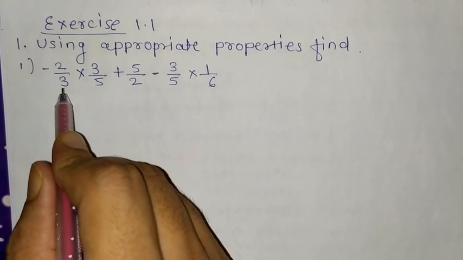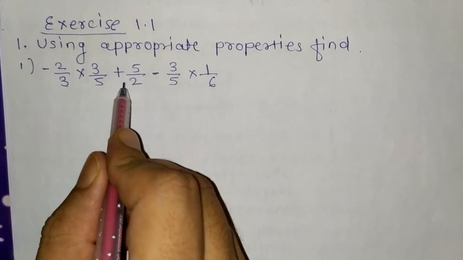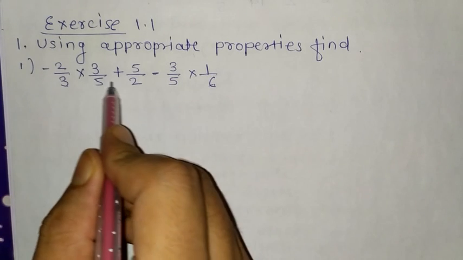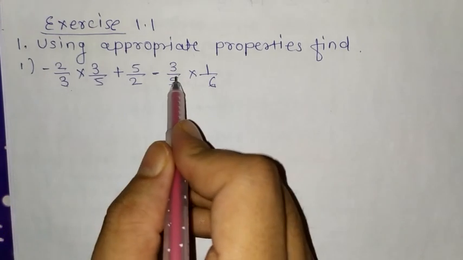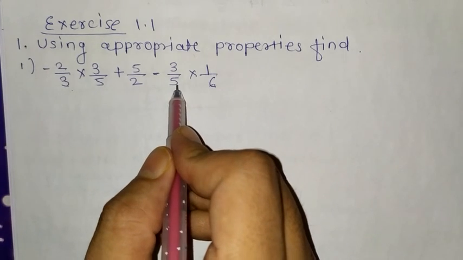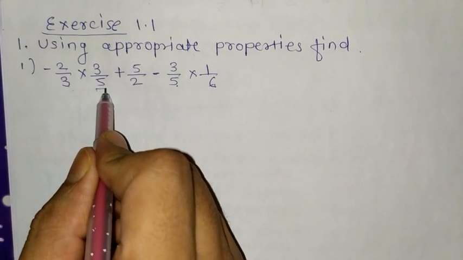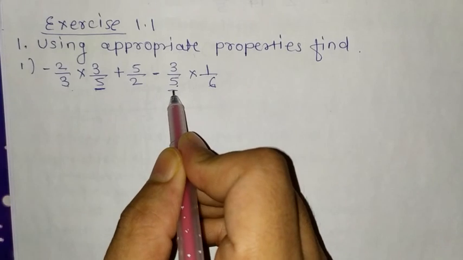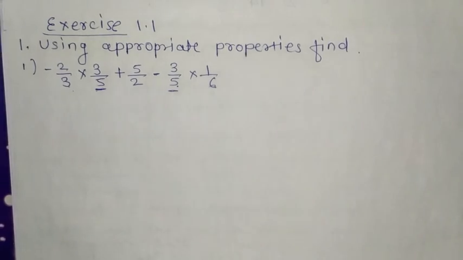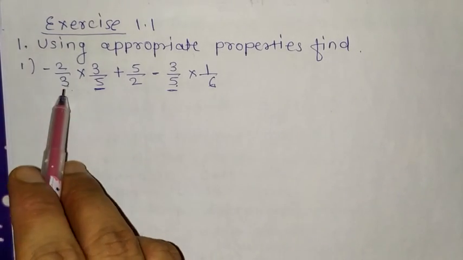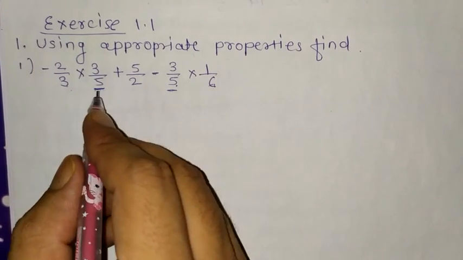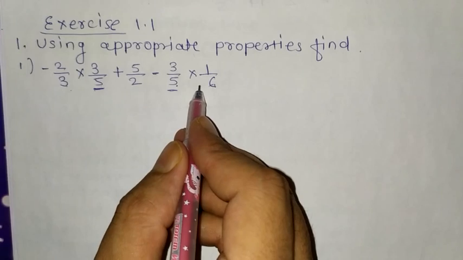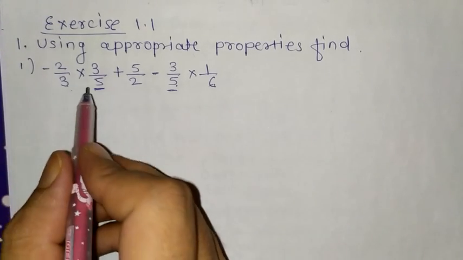Before solving, you carefully observe. You have to see if any number is repeated or not. Here you see, here minus 3 by 5 is there, here also 3 by 5, only the sign is different but the numbers are the same. Other numbers are different: 2 by 3, 5 by 2, 1 by 6. So how will you solve that? I want this number nearer to that pair.